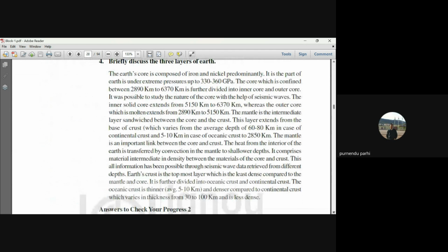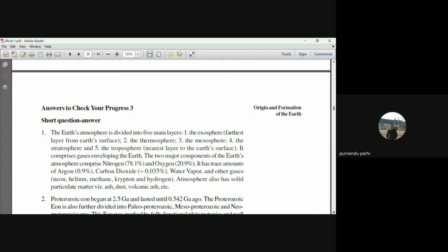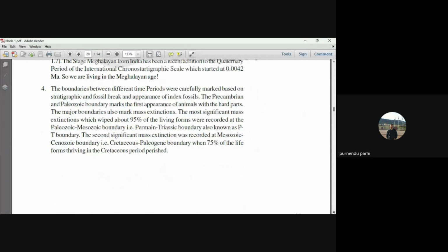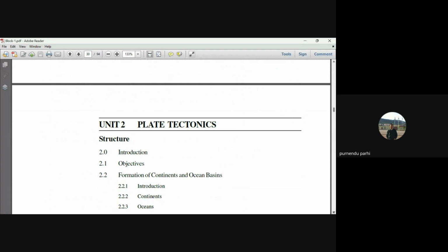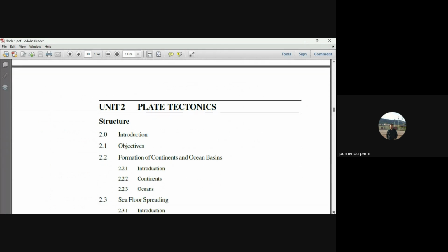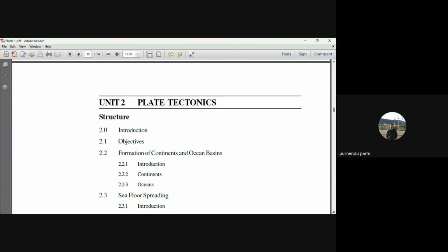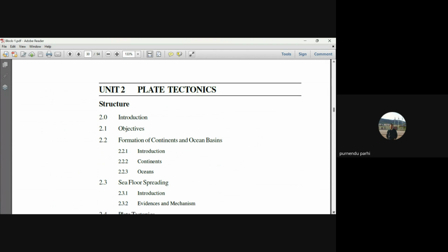So there are some questions given here with answers. You can go through them. Once you read this, you can read those questions and answers, and you can write and practice it. Then the plate tectonics, their structure, we'll be discussing.